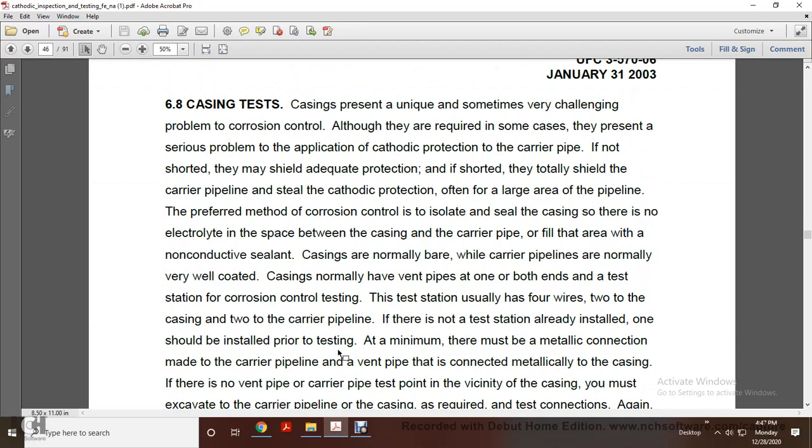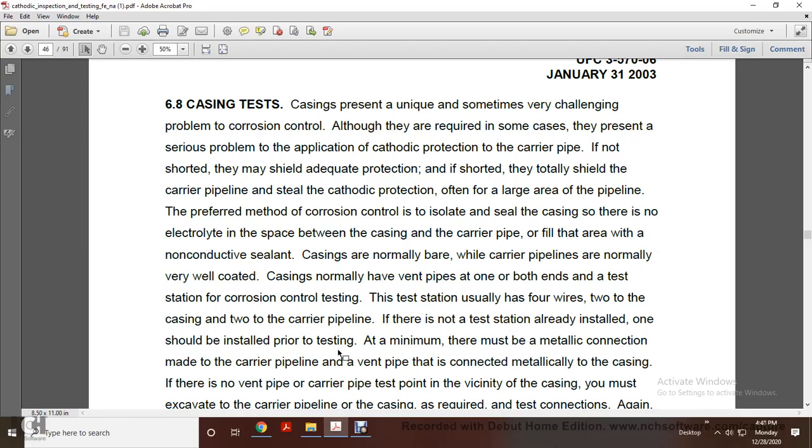Casing test. Casings present unique, sometimes very challenging problems with corrosion control. Although required, they complicate the application of cathodic protection to the carrier pipe. They may be shielded, and adequate protection may fall short where the carrier pipeline is totally shielded from the cathodic protection, often over a large area of the pipeline.